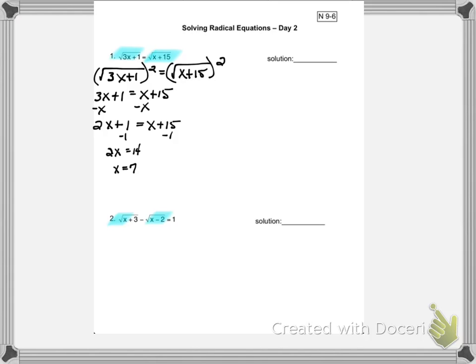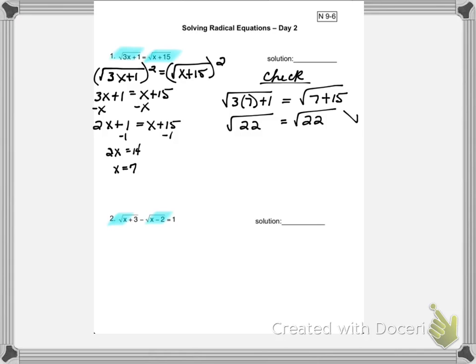Now again we have to check. You have to do that check step, because if you don't, occasionally you're going to have one that doesn't work. So we have the square root of 3 times 7 plus 1 equals the square root of x plus 15, or 7 plus 15. We just put the number we got, which was 7, in there for x. This gives us the square root of 21 plus 1, or 22, equals the square root of 22. Well, that's obviously a correct statement, so x equals 7. That number was good, so we can write that as our answer.